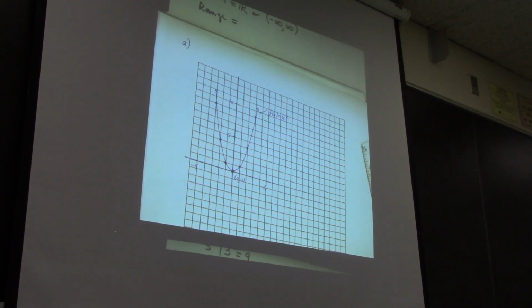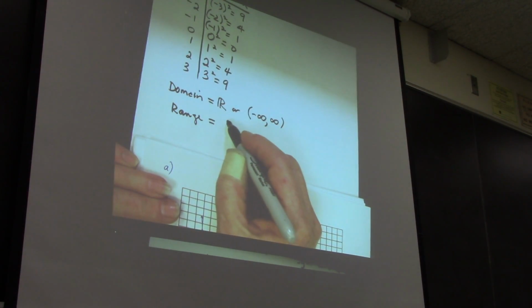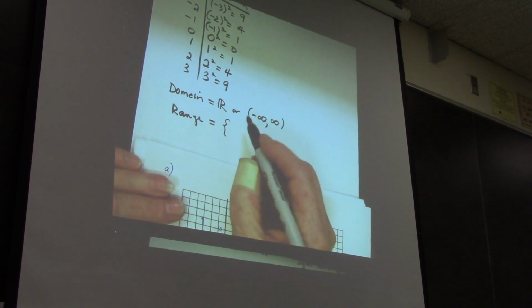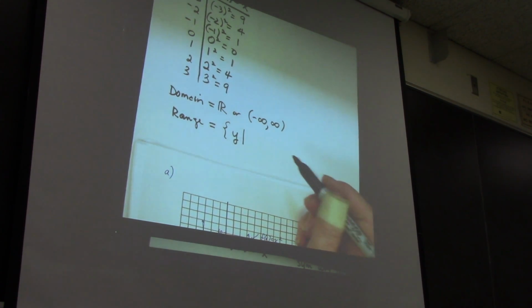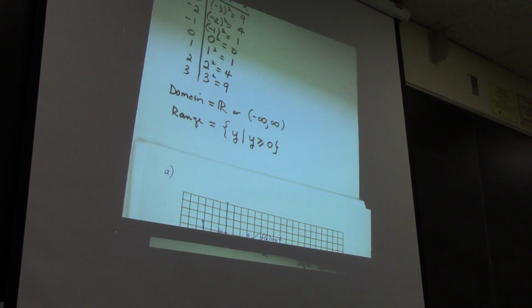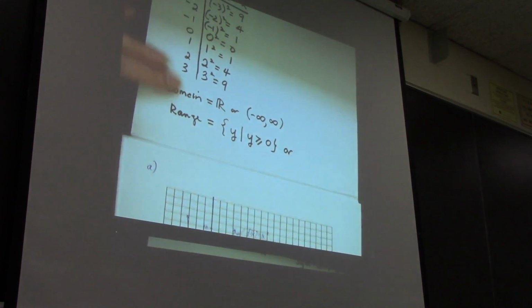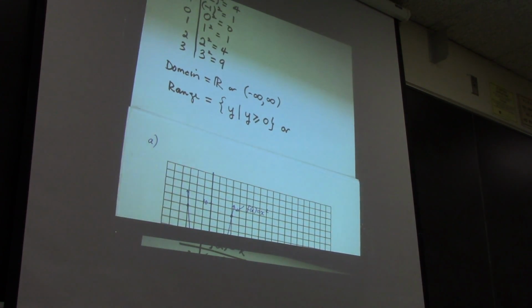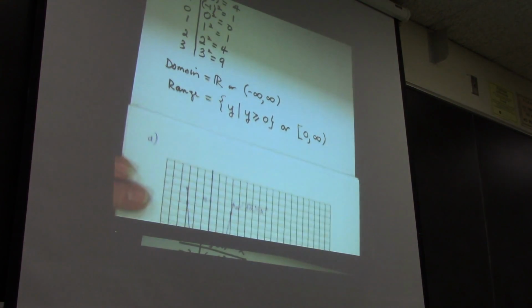So my range starts where? What's the smallest y value in the range? 0. And then it goes on forever to infinity. How could I write that? Let's write the old-fashioned notation, set builder notation: the set of all y such that y is greater than or equal to 0. So that's set builder and inequality notation. Or in interval notation, what would we have? Bracket 0, comma infinity.